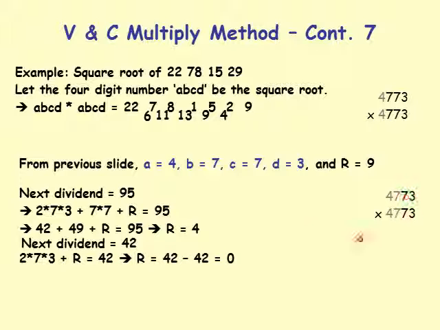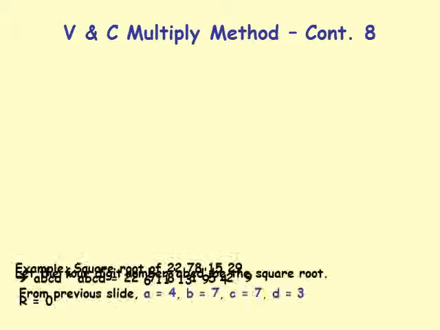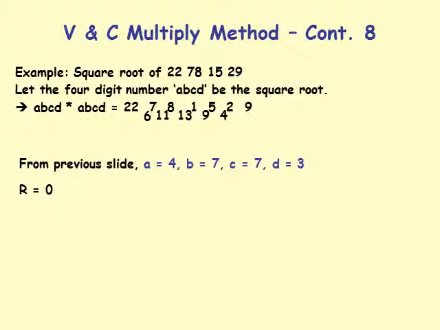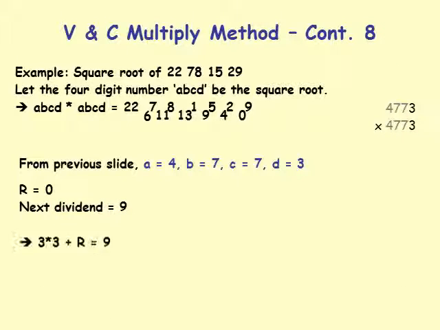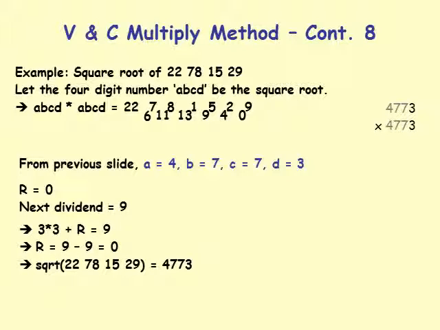Okay. For next step, we have a digit 9 here. So we have all digits here and we have r equal to 0. That's 0, 9. Next dividend is 9, and 9 comes from 3 times 3, so remainder is 0 again. That means our square root is 4773. Let's continue here. Then the square root of 22, 78, 15, 29 is 4773.